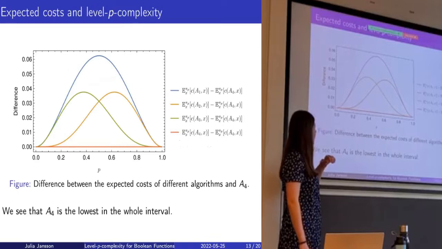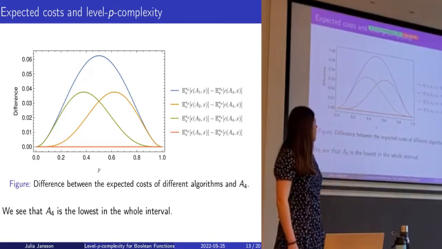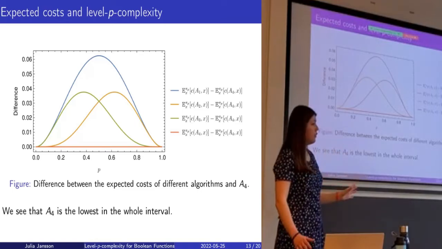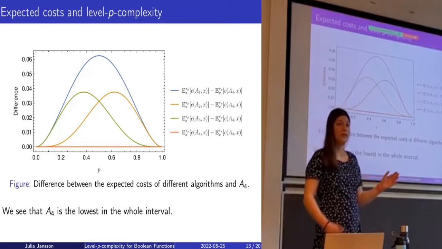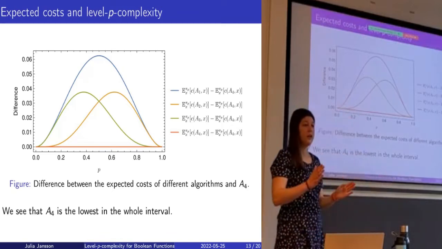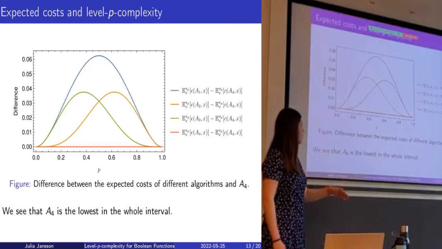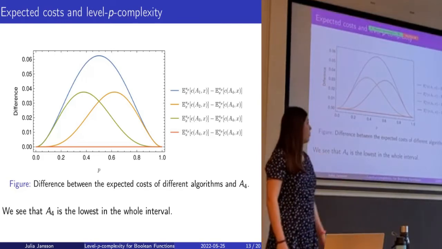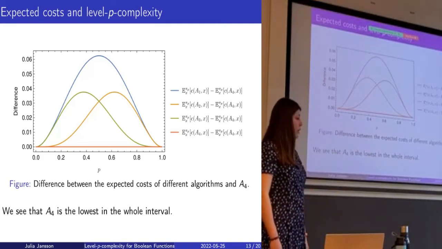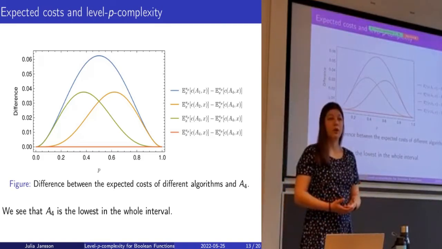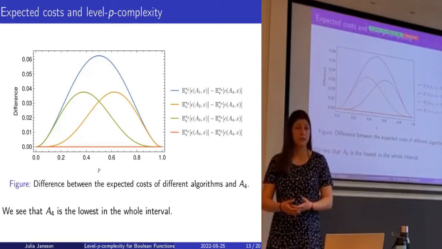And here we see that the top graph, which is the expected cost of A1, is the highest, so it's the worst in the interval. And then A2 and A3 are the same at the bottom, they are mirrored at p equals half. And then A4 is the lowest in the whole interval. So still there is not so much of a difference, but A4 is in fact the lowest. So this means that A4 is the optimal algorithm. Recall that A4 was the one where we switched in both cases.